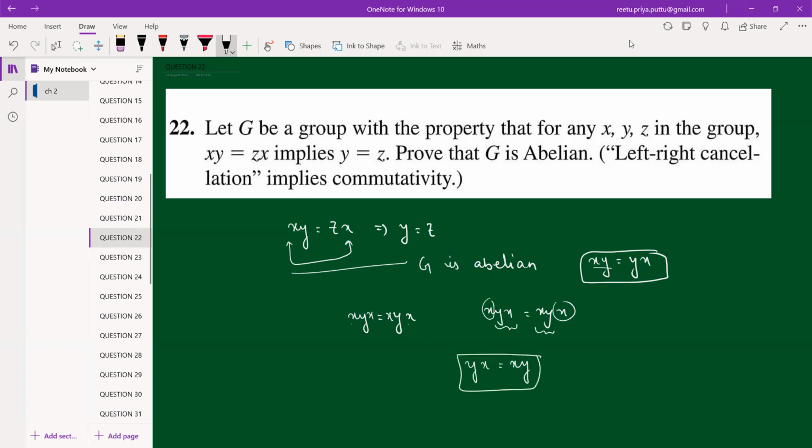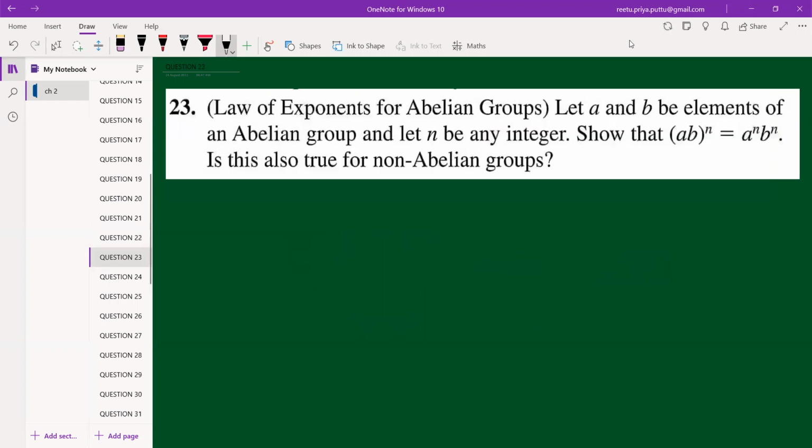And this is the condition for the group to be abelian, and hence we got our proof. We are done with the proof. So next, move on to question number 23. We have the law of exponent for abelian groups. This is a very interesting law and very helpful for using in numerous questions.